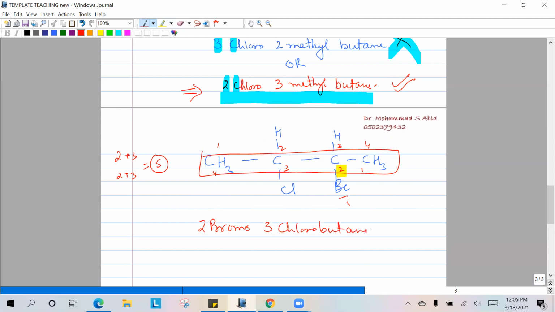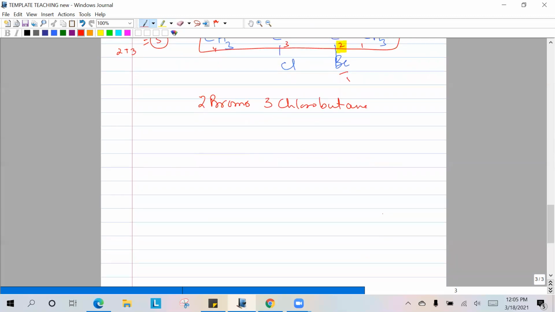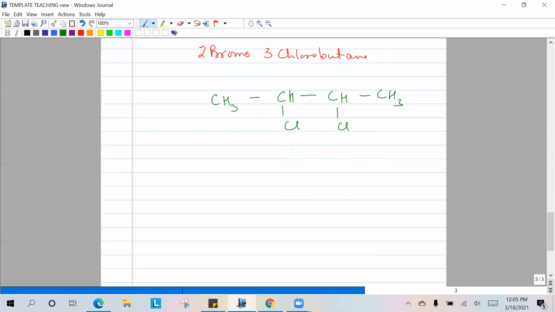You will not come across these types of examples, but just to give you the naming idea. You may come across examples like this: you have CH3, Cl, and you have Cl and CH3 like this. So in this case, you have 2 Cl, and you can write the name any way you want. Numbering from any side, let us say 1, 2, 3, 4, you would say 2,3-dichlorobutane.